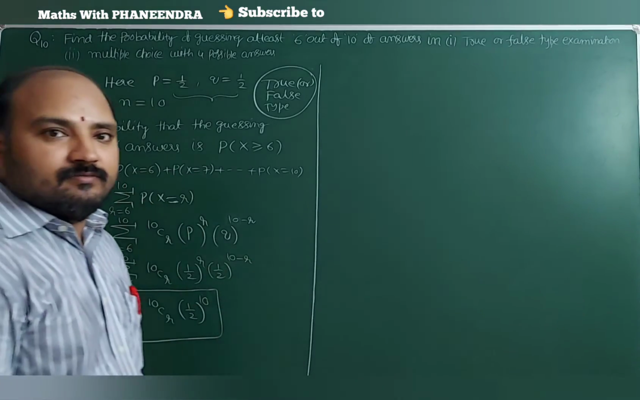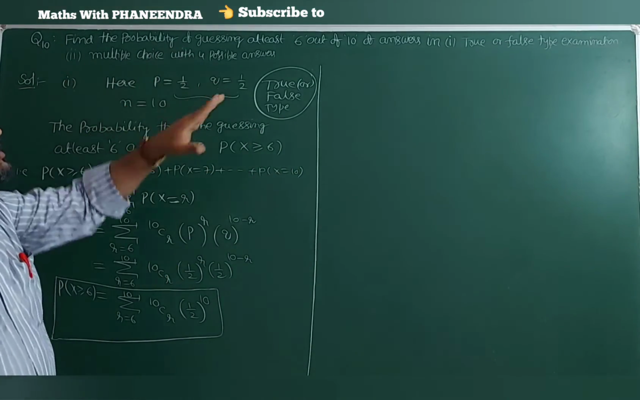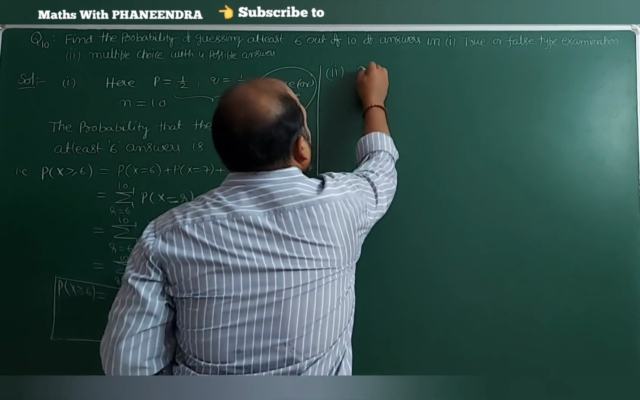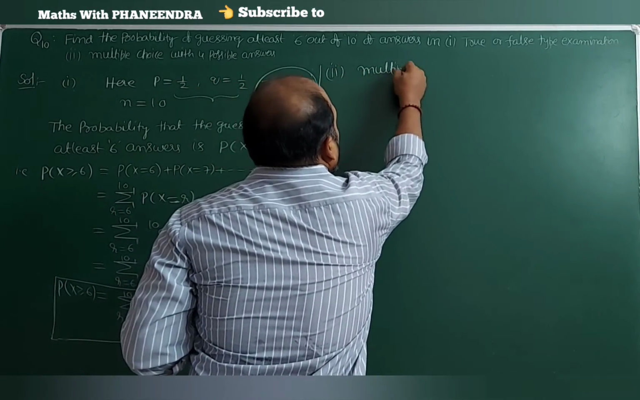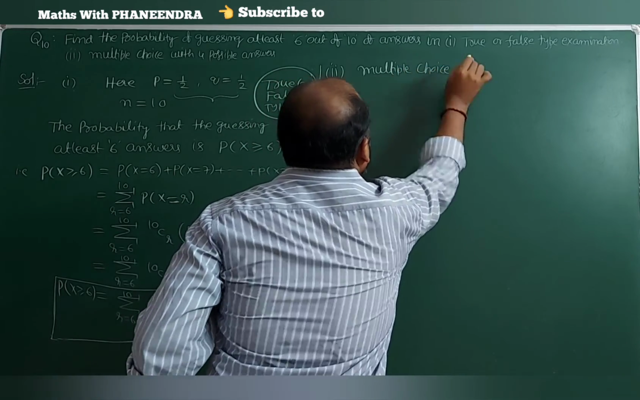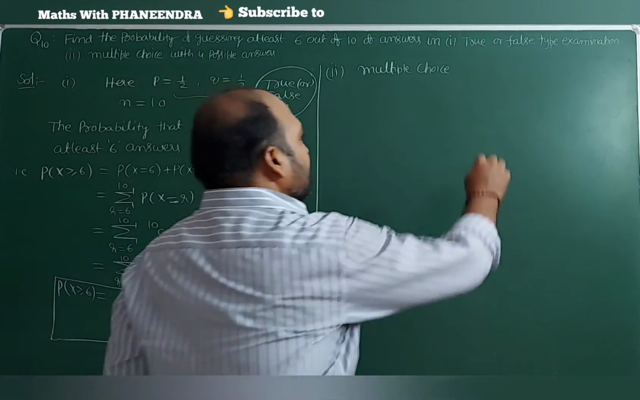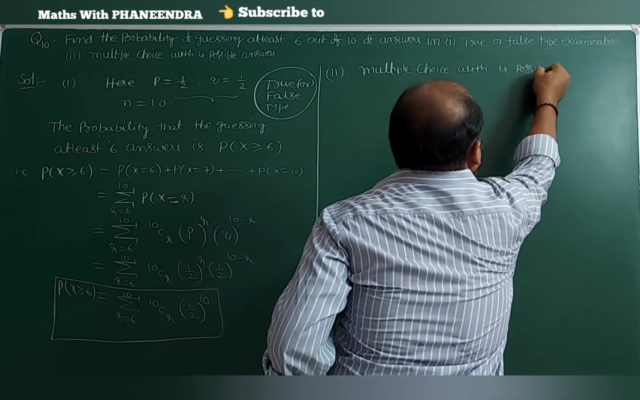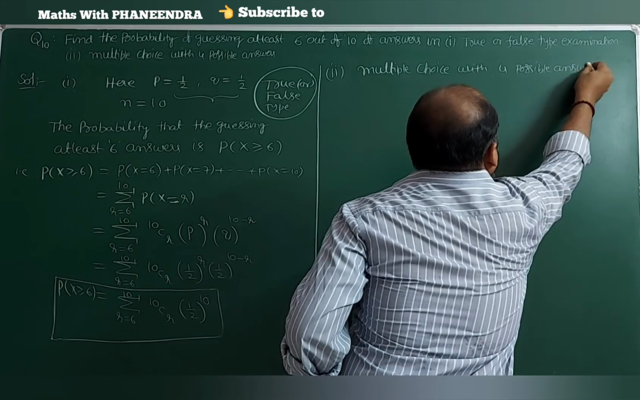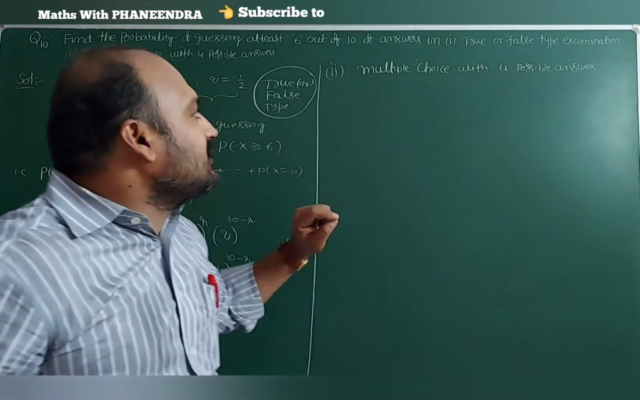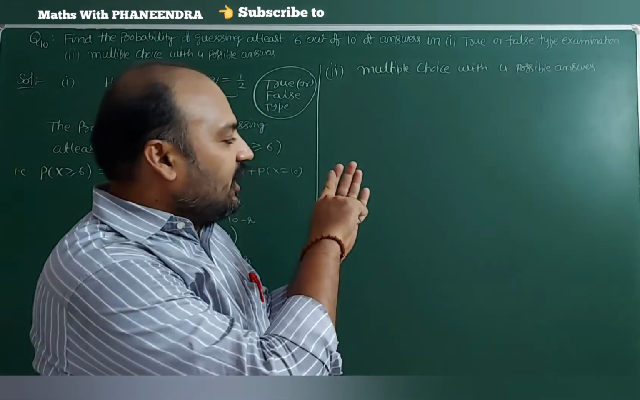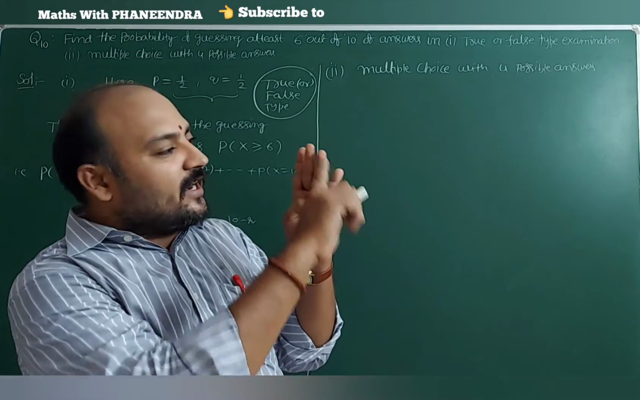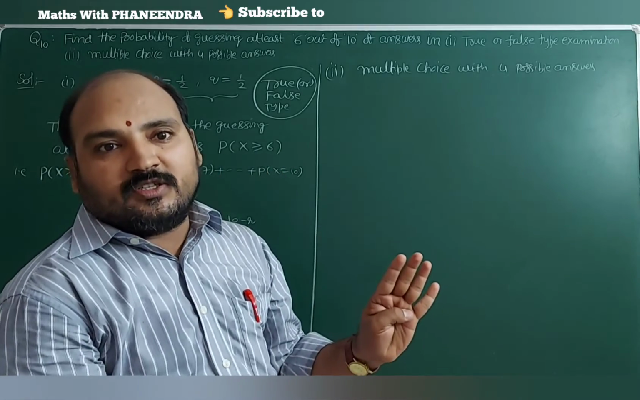Now come to the multiple choice with 4 possible answers. Observe, dear students, out of 4 possibilities, multiple choice A, B, C, D. Among these 4, any one of them is the correct answer, the rest of the 3 are false.